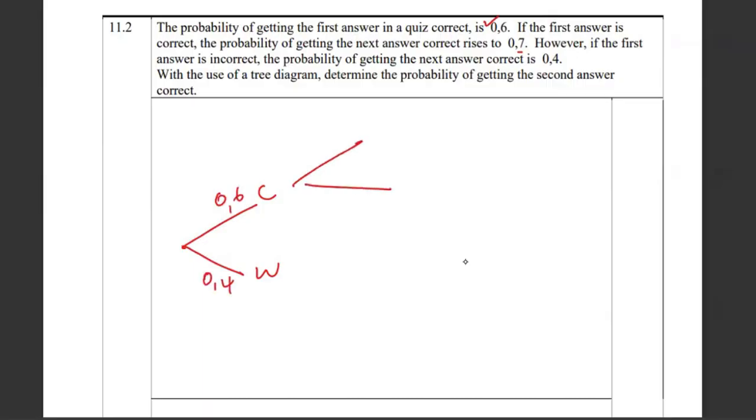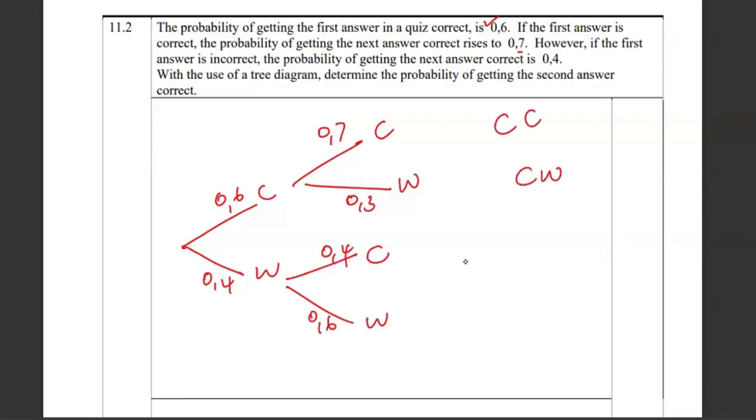If the first answer is correct, probability of getting the next answer correct is 0.7. This is going to be a 0.3. Okay, correct, and then wrong. So then they're telling us, however, if the first answer is incorrect, probability of getting the next answer correct is 0.4. This is going to be 0.6. So these are our outcomes. Okay. And that is the tree diagram.